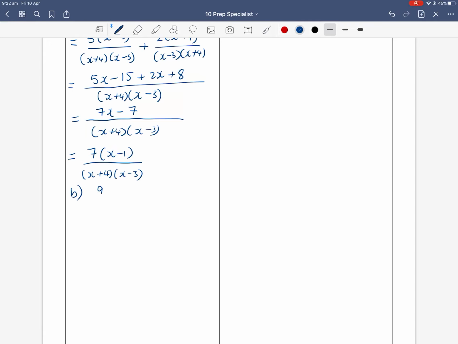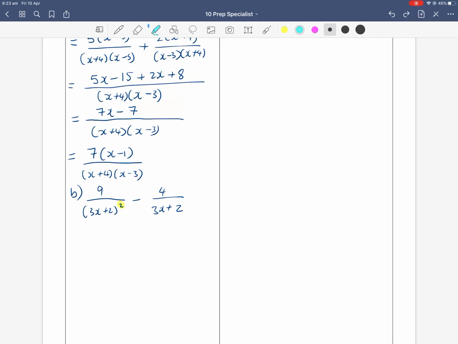Part B. It says we need to simplify 9 over 3x plus 2 squared minus 4 over 3x plus 2. So first look for common denominators. So on the left we have 3x plus 2 all squared, which is the same as 3x plus 2 times 3x plus 2. Whereas on the right hand side we've only got one lot of 3x plus 2.